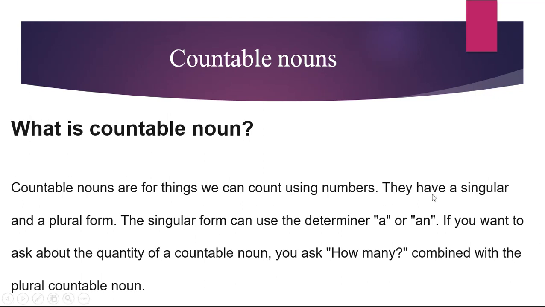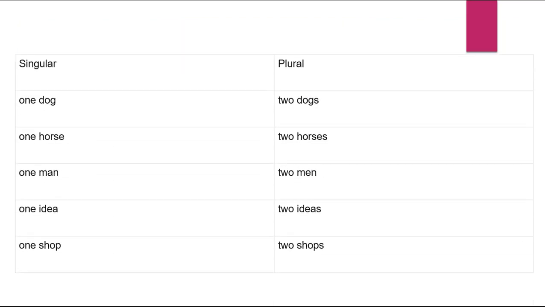So I would like to explain this. When you see a word that can be both plural and singular, and especially that singular noun, we can use it with a determiner, a or an, right? Another thing is, if you want to ask about quantity, you say there is 3, there is 4, that is quantity. So normally we use how many combined with the plural noun. How much and how many we will discuss later on, and now we move to the examples.